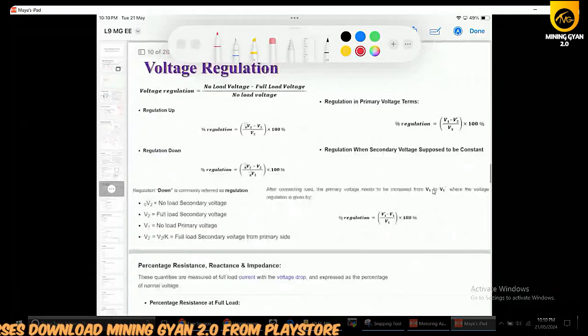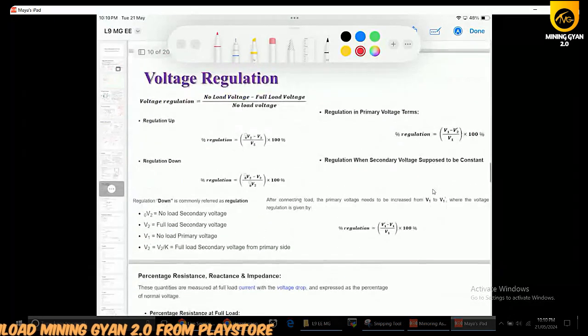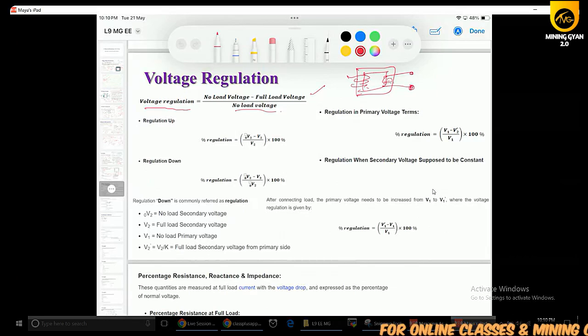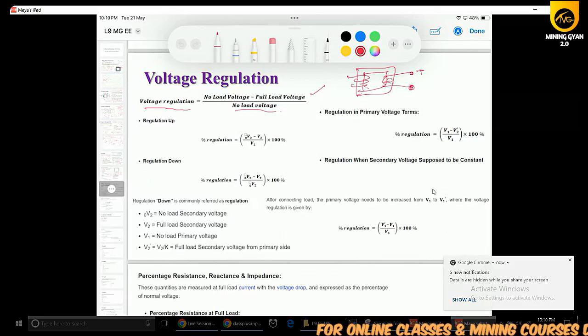Understood these things? Next, voltage regulation. What is voltage regulation? Voltage regulation is the ratio of no load voltage minus full load voltage with respect to the no load voltage. Means when the transformer is not loaded, these two terminals are open circuited, so your V2 will be the no load voltage.